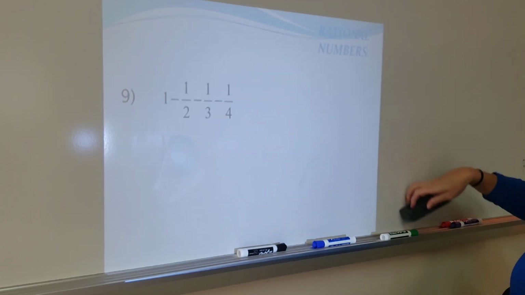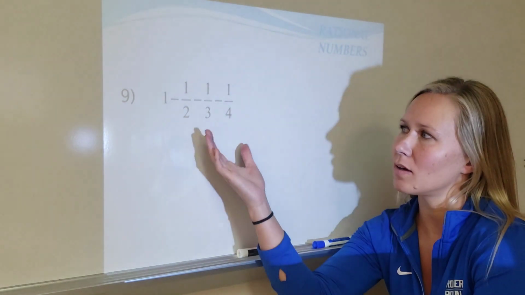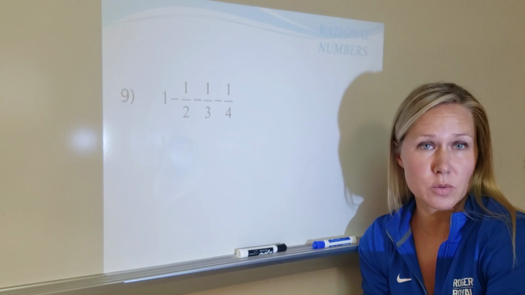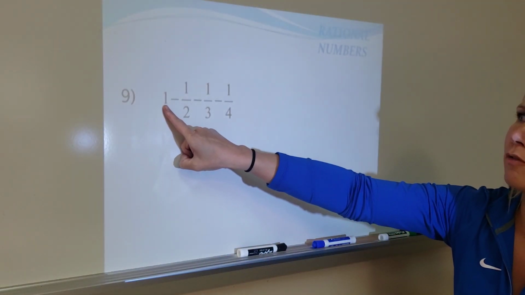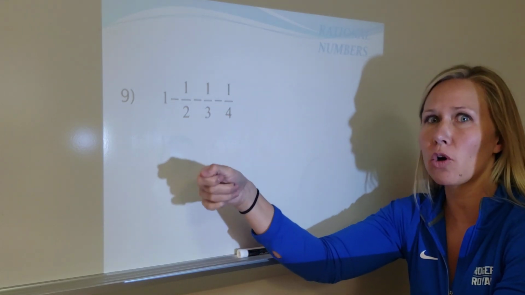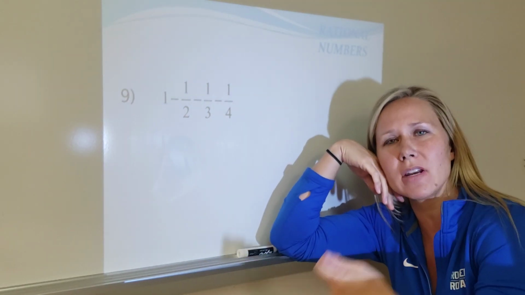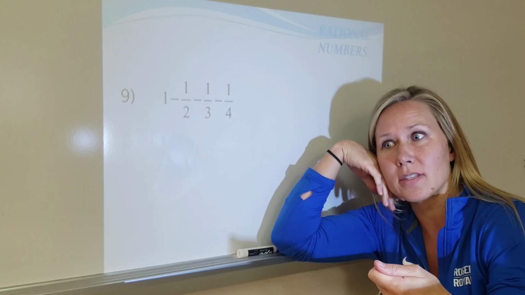Okay, here's 9. This one's kind of tricky. I actually used to assign this as a homework problem, but then I had a lot of kids that made mistakes on it. So we're going to do this one together in our notes. So imagine as you're writing this that I have like a cup of milk, and I pour out a 1/2 cup, and then I pour out a 1/3 of a cup, and then I pour out a 1/4 of a cup. Well, think to yourself, would you have any milk left in the cup? Or would this answer be negative?